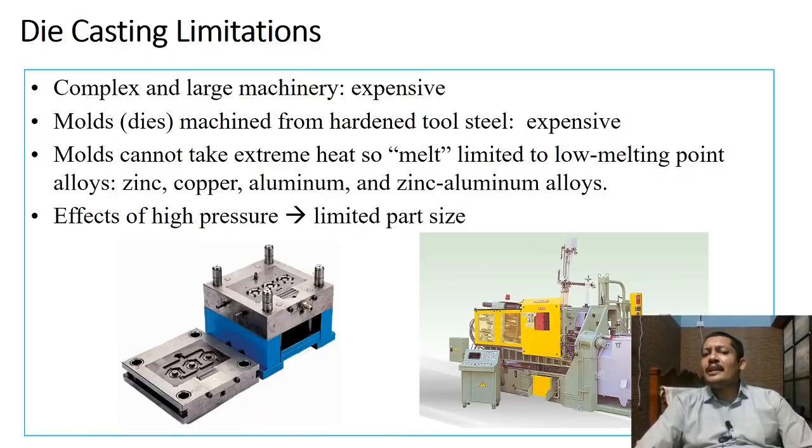Not only metals and alloys, even plastics are also used for plastic manufacturing. Die casting is used in industries. So the effect of high pressure, limited part size. So these are the limitations of the die casting process. Though it has these limitations, if you want to go for mass production, then this is one of the best and most feasible casting operations that you can choose.